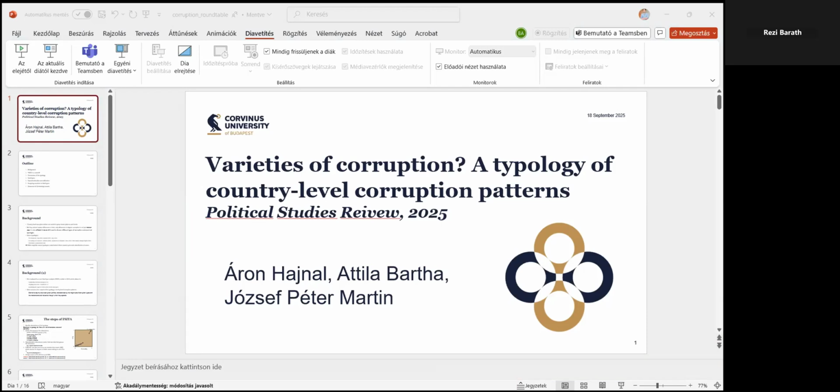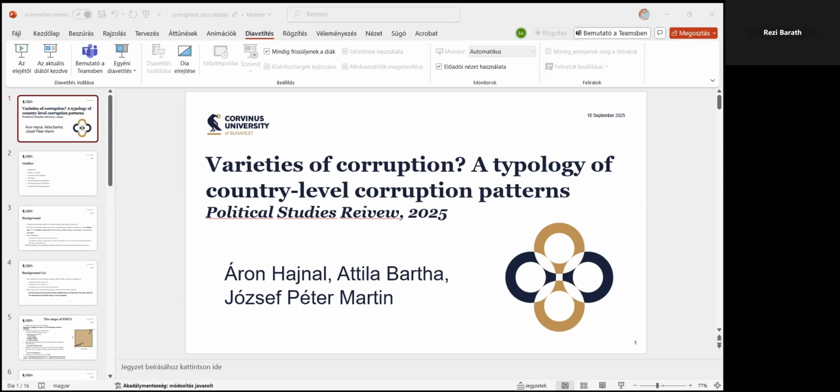A quick outline of the presentation. First, I'm going to talk about the background and the motivation for the study. Then I'm going to briefly present the fuzzy set ideal type analysis approach that we use to construct the typology and then to assign countries to ideal types. And after that, I will go along the steps of fuzzy set ideal type analysis, and I will tell how we constructed the typology and how we assigned countries. And of course, I will end the presentation with a few discussion points and concluding remarks.